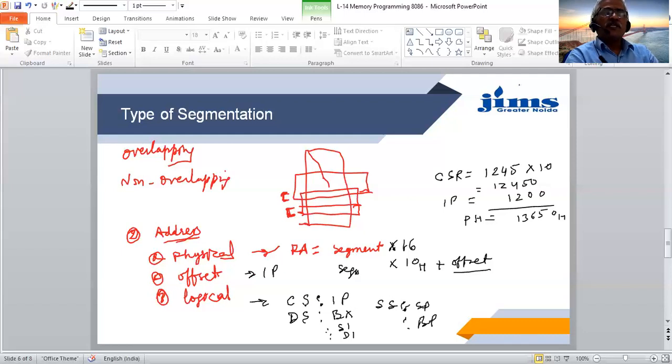But from the logical address, we can calculate the physical address using this expression. That is, the code segment or data segment or stack segment or extra segment register value multiplied by 10 in hexadecimal. So this shifts the code segment or data segment or stack segment value left by one nibble. In this sense, a 0 is appended at the end of this address. Then the offset is added to that to generate the physical address.